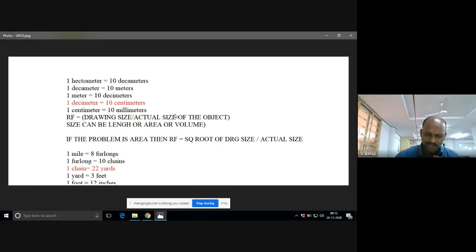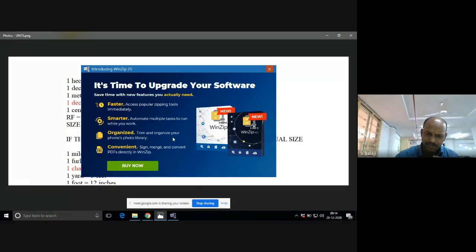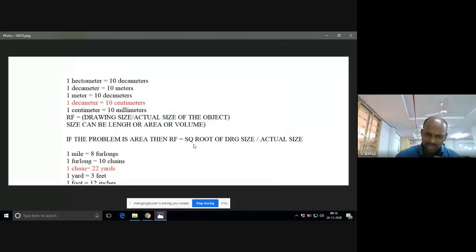Some meter square, centimeter square, kilometer square, something like that, right? And at the time, for the representative fraction RF formula, you need to use the square root of drawing size by actual size. Okay, under the square root, you need to take the formula drawing size by actual size.